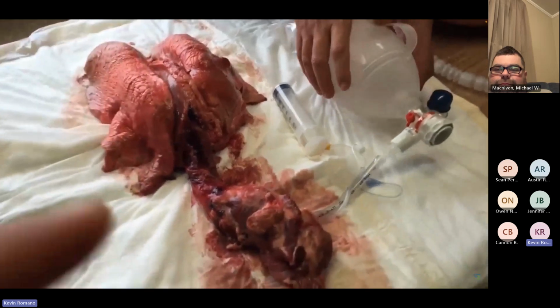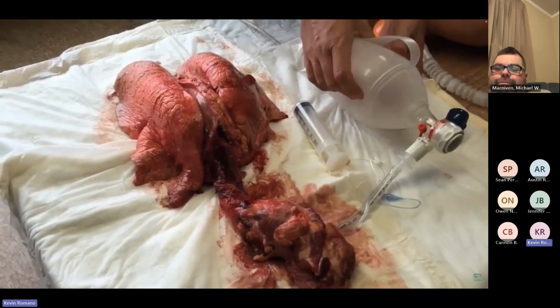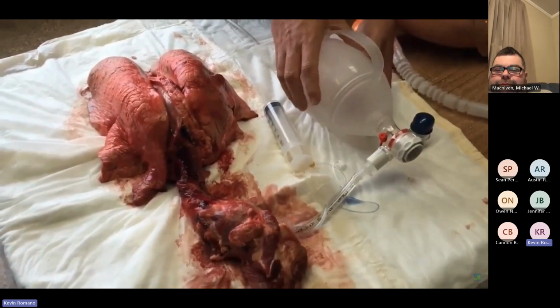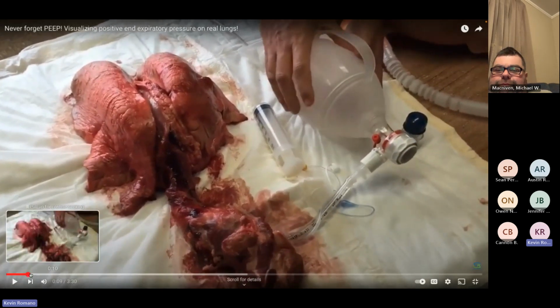Okay, so bagging without PEEP. Yeah, I can hear it. Overlaps, so we're not really recruiting hardly any alveoli.